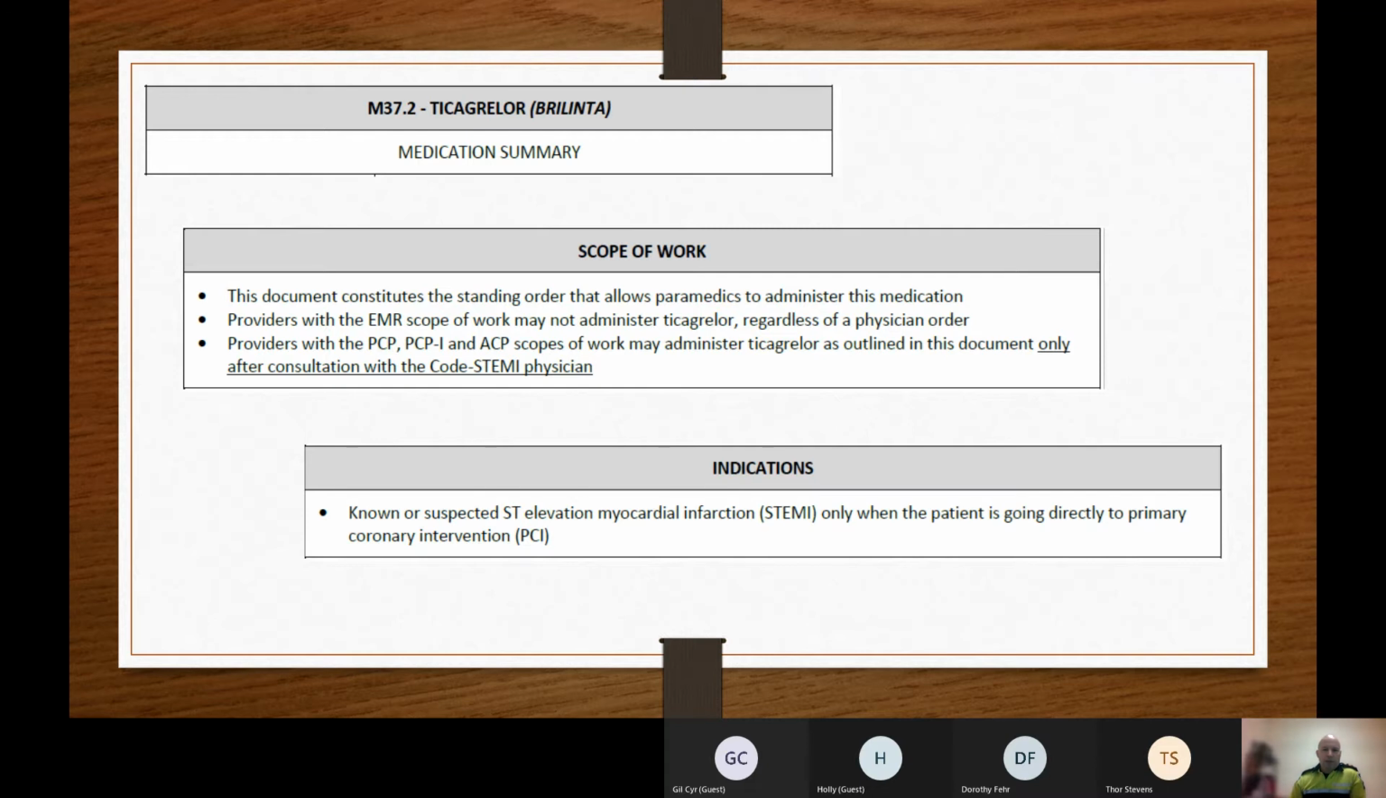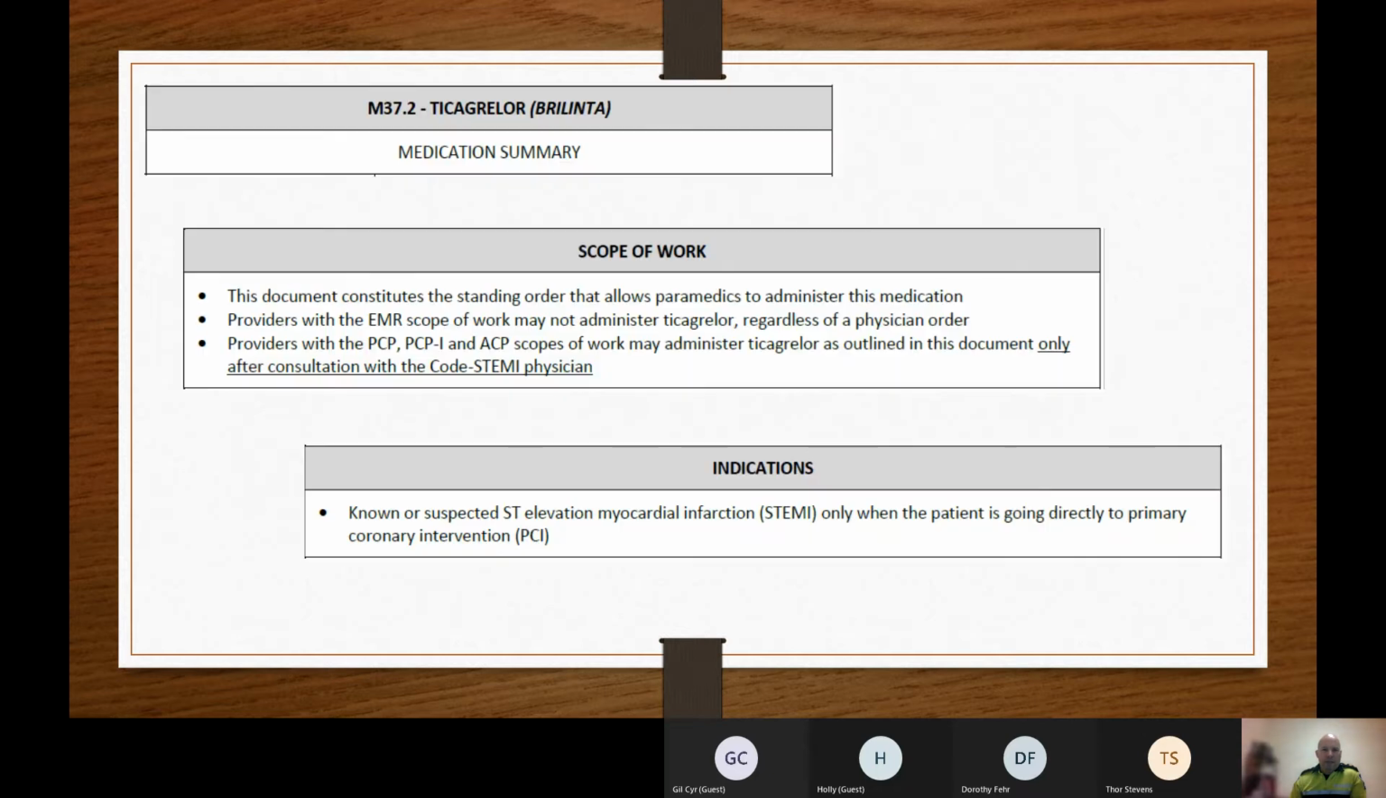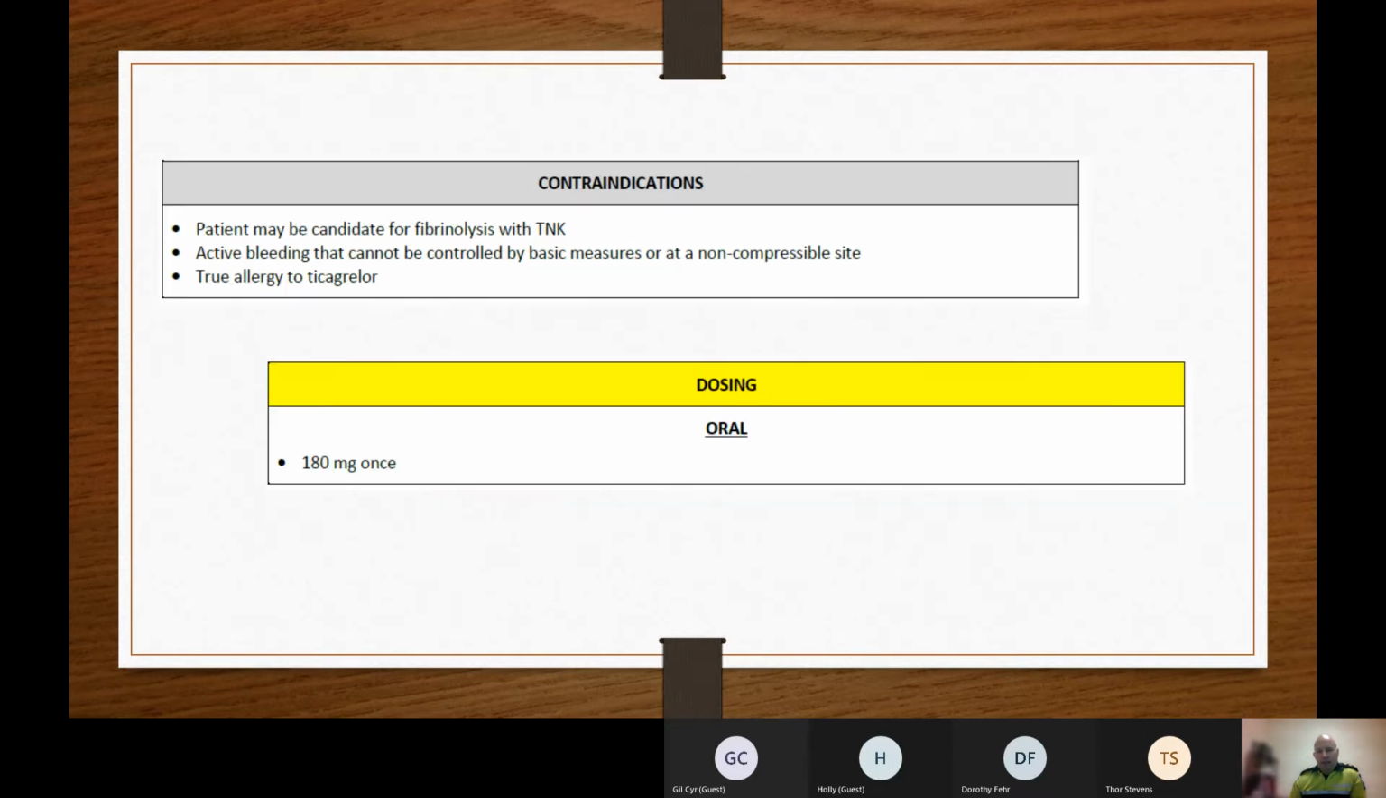So with this indication, known or suspected ST elevation MI, when the patient is going directly to cath lab. Contraindications: patient may be a candidate for fibrinolysis with TNK, and active bleeding that cannot be controlled. With ticagrelor, it actually prevents platelet activation. So basically it prevents clotting. So if we have any type of internal bleed, we're obviously not going to give it.